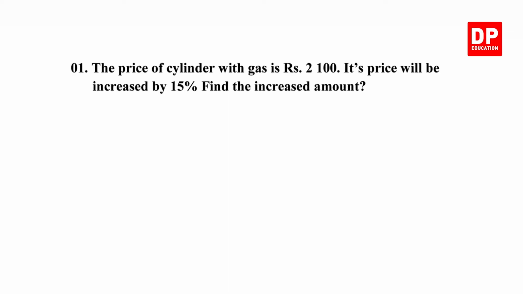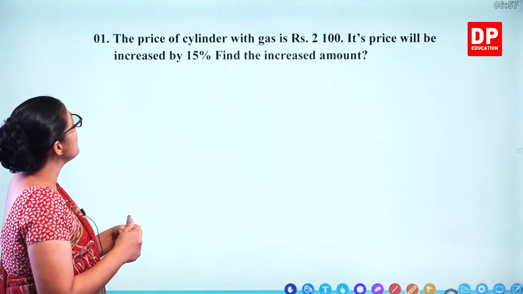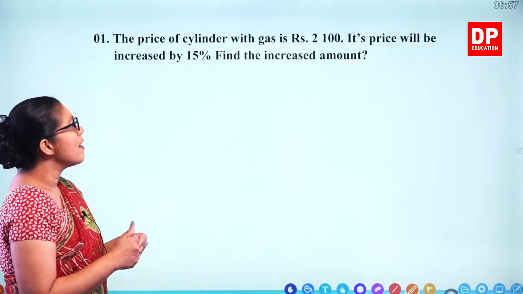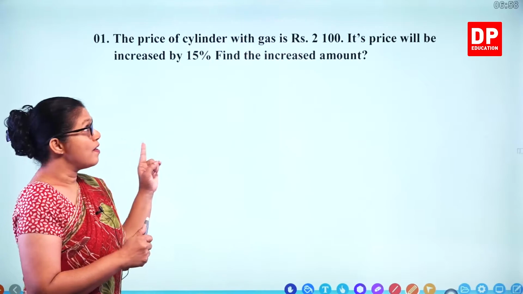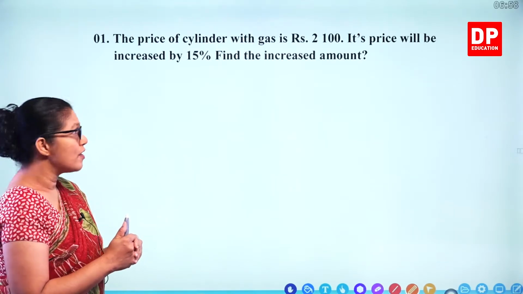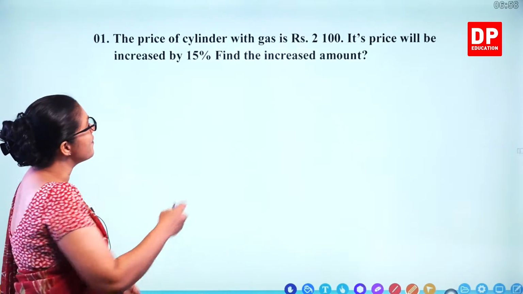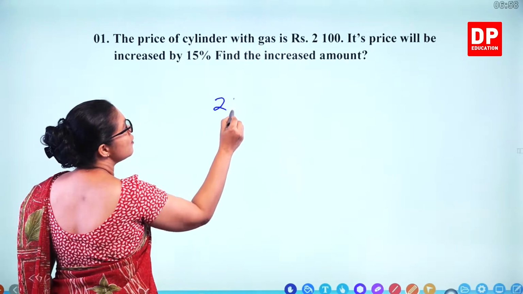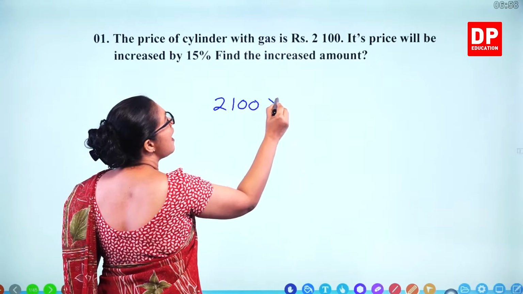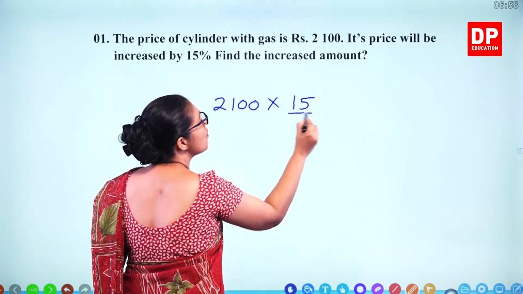The price of a gas cylinder is 2,100 rupees. Its price will be increased by 15%. Find the increased amount. So only asking the increased amount. So how can we find out? 15% of 2,100. So just take the value 2,100 and multiply by 15 over 100.